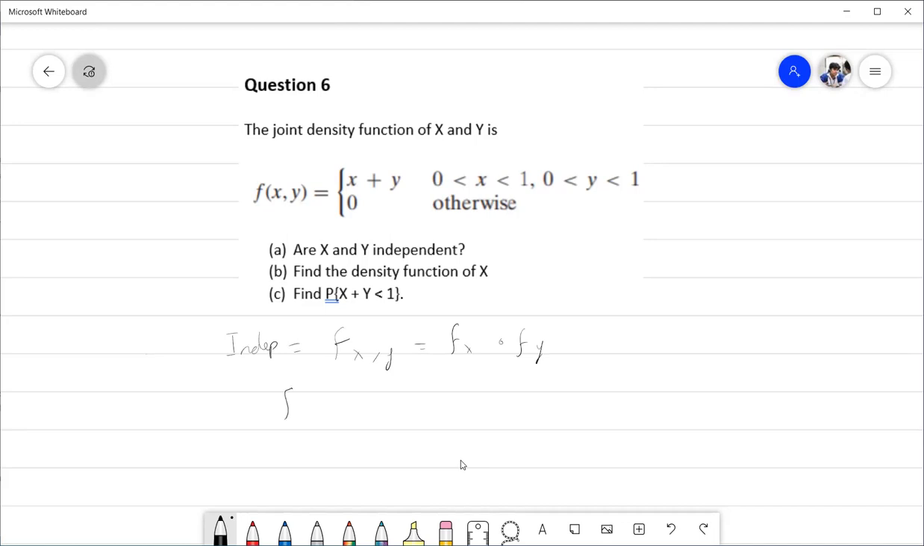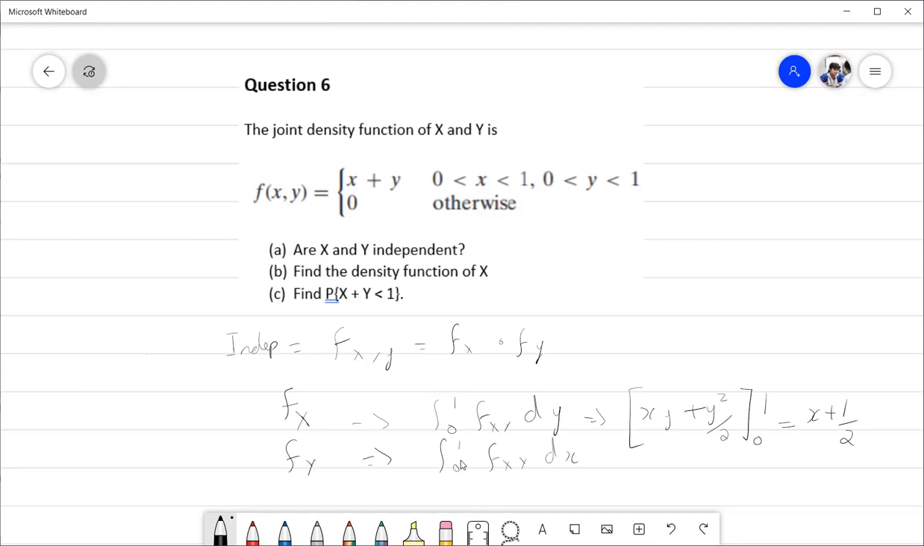Now, let's first calculate f(x). I have to integrate out y, right? So f(x,y) with respect to dy. So this will be x plus y now. So the integral of x plus y with respect to y is xy plus y square upon 2, and I have to put the limits 0 till 1 on this, and that is x plus 1 upon 2. I have f(y) because these are symmetric, right? The x plus y and the same thing cancels and the limits are also the same, so basically this will be the answer.